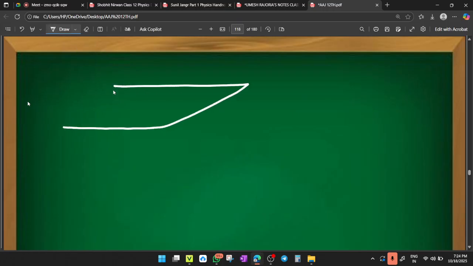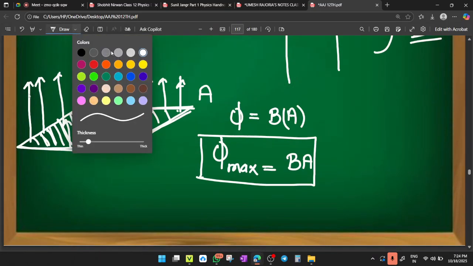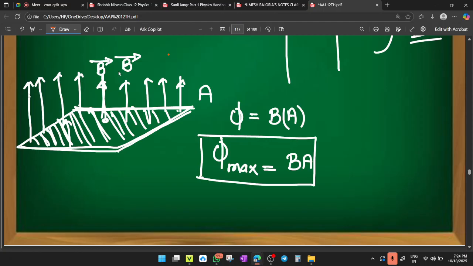Look, in the previous case, if I talk about the area vector, then the area vector is towards the normal of the plane of the sheet. Okay, and the area vector is given by n cap. n cap is the area vector. Clear, beta? The direction of area is perpendicular to that surface.